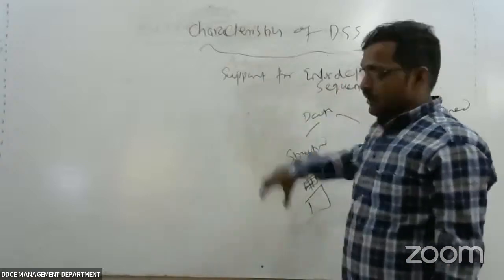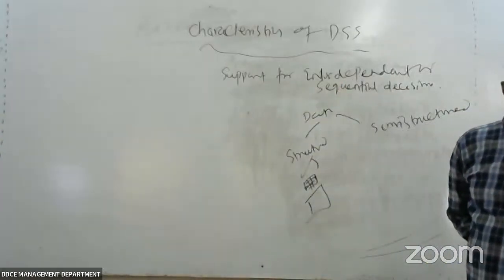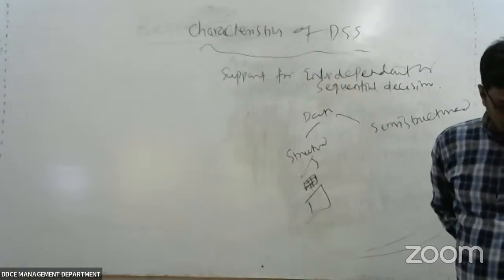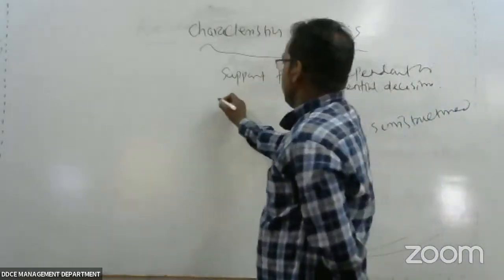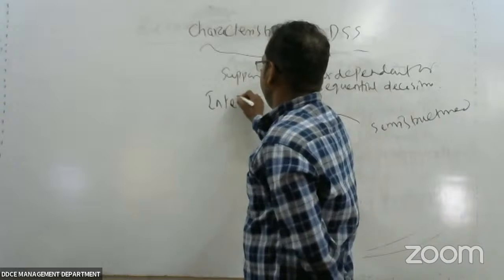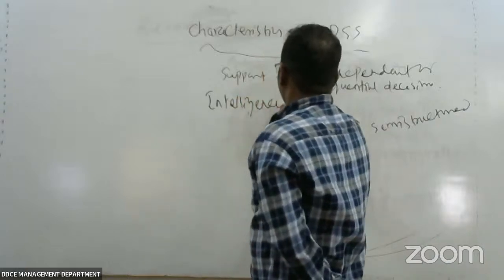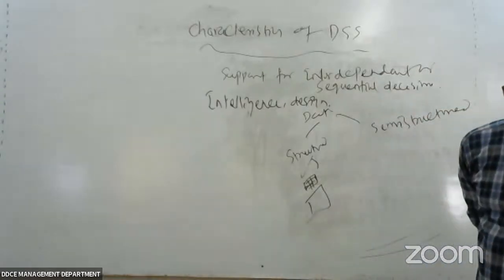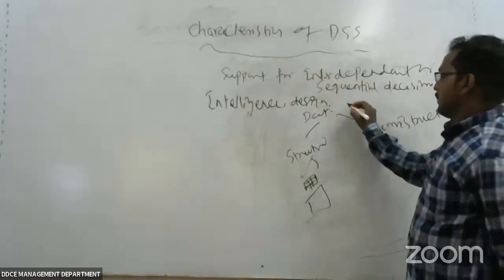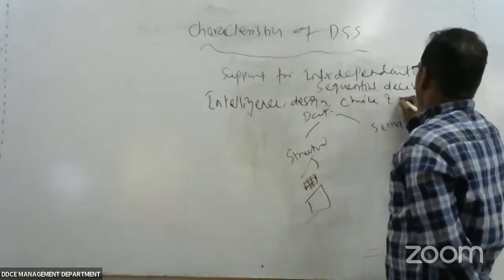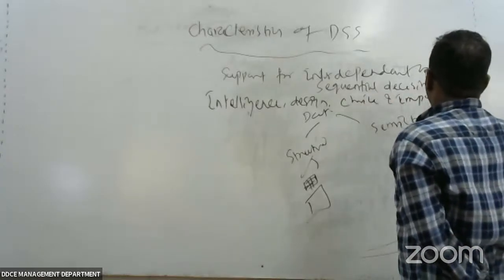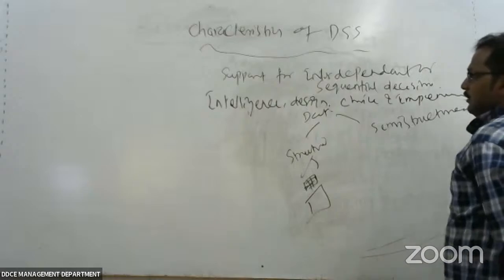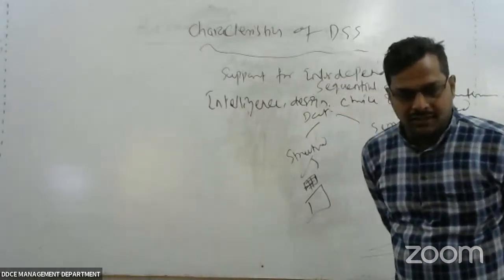So that is why we have to take the decision for that. So next, support for intelligence, design, choice and implementation.